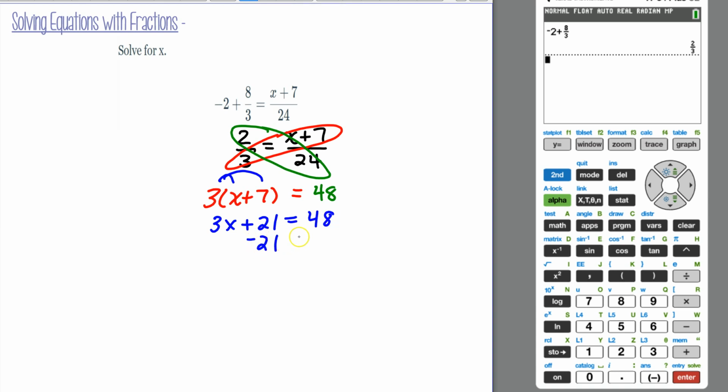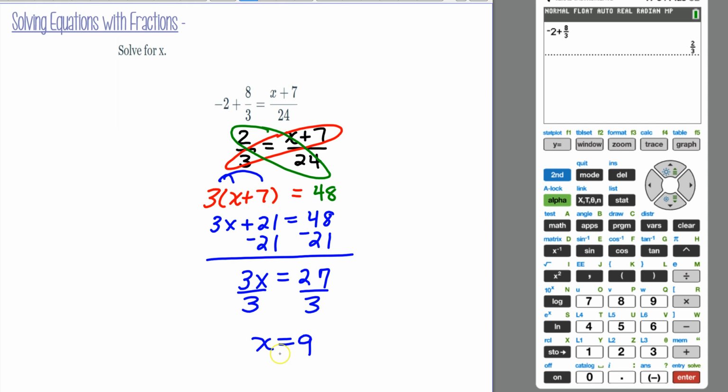Then subtract the 21 to the other side. 3x equals 27. Divide by 3. And x equals 9. Now, if I want to check to see if x is in fact 9, I can plug it in and justify that way.